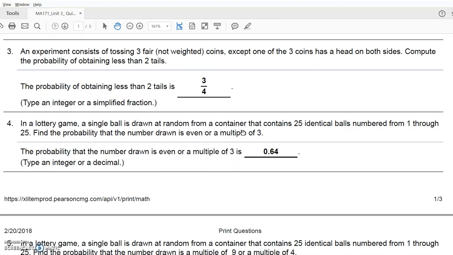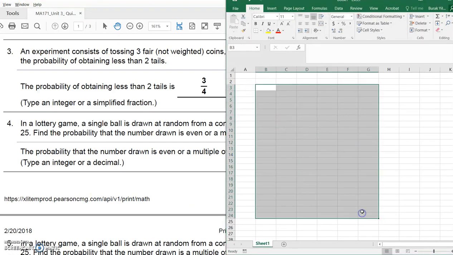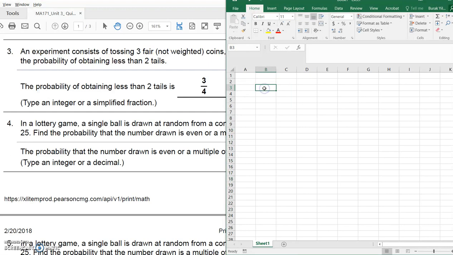An experiment consists of tossing 3 fair coins, except one of the 3 coins has a head on both sides. Compute the probability of obtaining less than 2 tails. Less than 2 tails. Okay, so let's clear this. So we have coin 1, coin 2, coin 3. Coin 3 is always heads, correct?